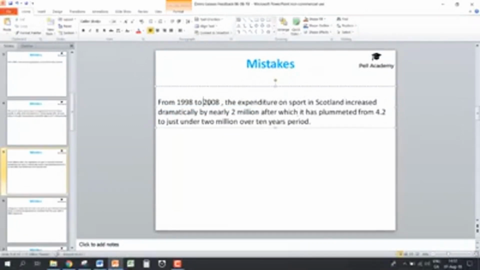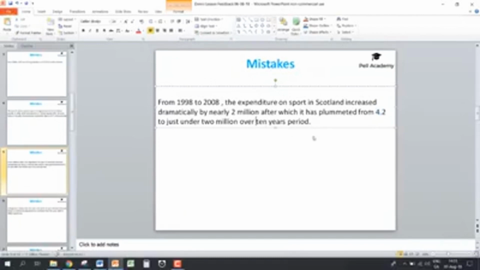So you'll be after which, to refer to after this year 2008 we've already mentioned. So after which it has plummeted from 4.2 to just under 2 million over. So that doesn't make sense still. The expenditure on sport in Scotland increased dramatically by 2 million. After which it plummeted from. So it can't plummet from 4.2. Excuse me. So increased dramatically by this much. Okay, so it went up by that much, and then that was up to 4.2. That makes sense. After which it plummeted from 4.2 to just under 2 million over 10 years period.